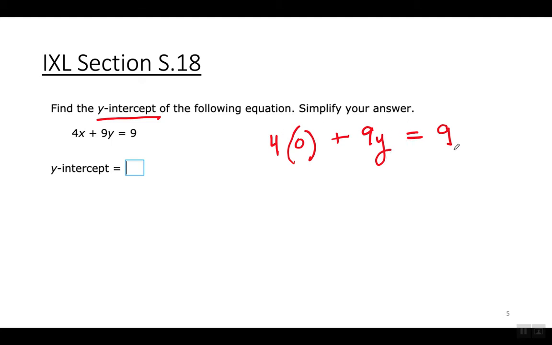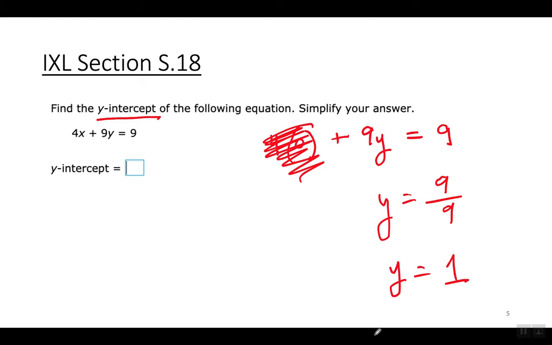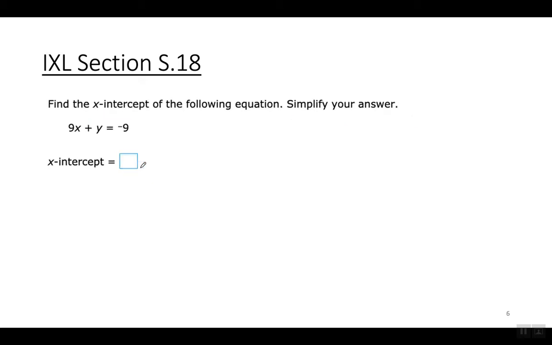A lot of these you could do in mental math. 0 times 4 is 0, so this cancels out. 0 por 4 es 0, así que esto se cancela. All right, now to solve this: y equals 9 divided by 9, so y equals 1. Easy peasy. All right, next one.